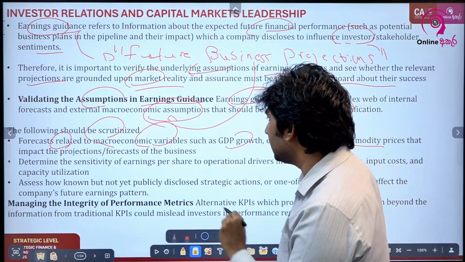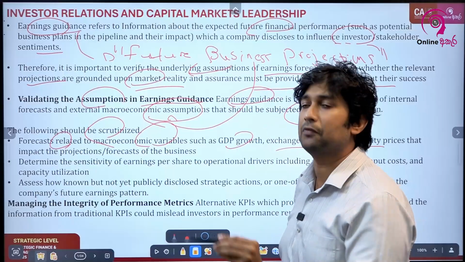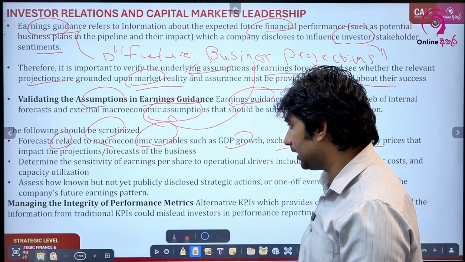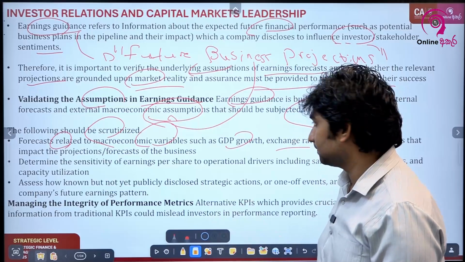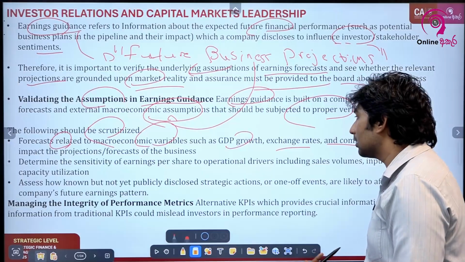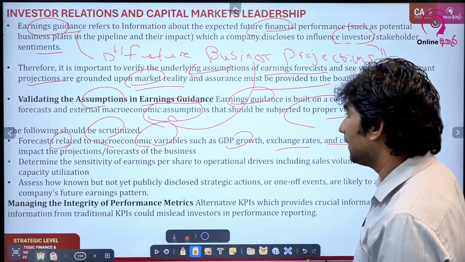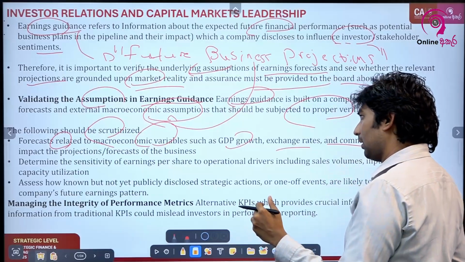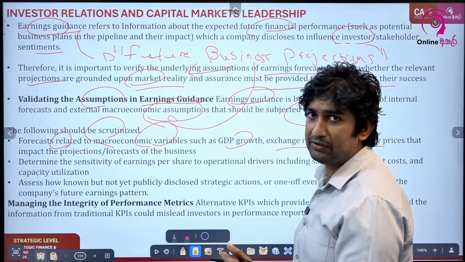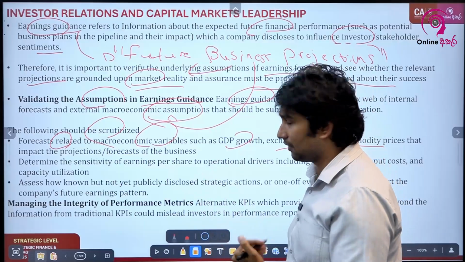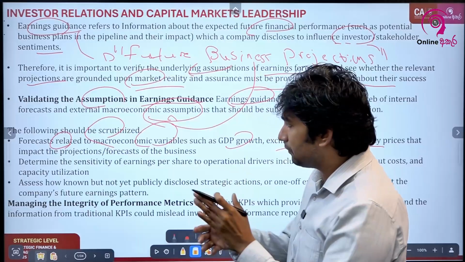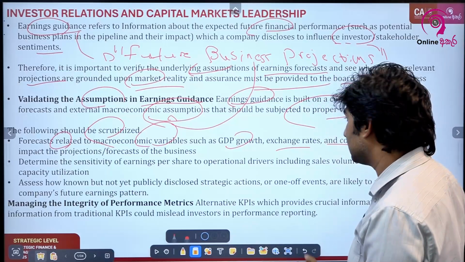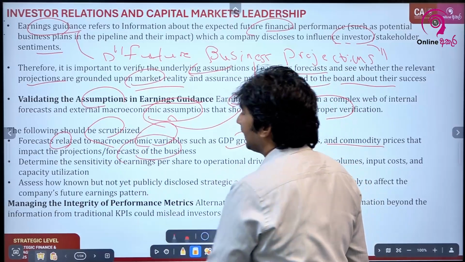So always you need to evaluate the macroeconomic variables that you are forecasting, because if your macroeconomic forecasts are wrong, then your business forecasts are also wrong. So you need to first evaluate the macroeconomic variables mentioned in the business forecasts. If the macroeconomic environment is too optimistic, then there is something wrong somewhere. The forecasts related to macroeconomic variables need to be analyzed because these forecasts directly impact your business forecasts.